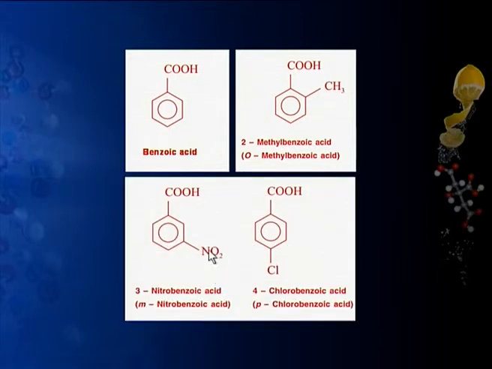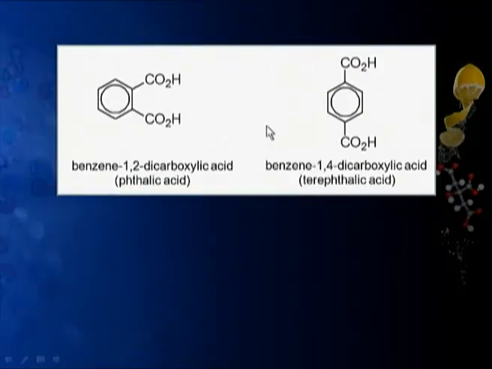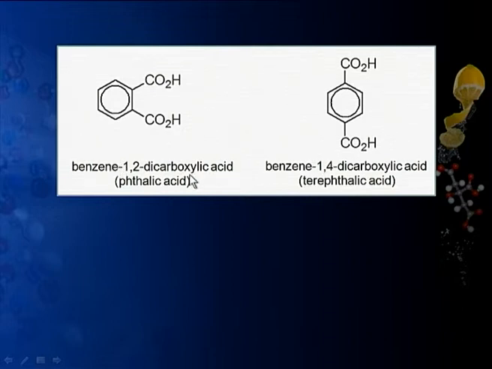Some other examples. This is 1, 2, 3 compound with nitro group at 3 position. This is called 3-nitrobenzoic acid or meta-nitrobenzoic acid. Similarly, this is 4-chlorobenzoic acid or para-chlorobenzoic acid. These are the compounds with 2 carboxylic groups, aromatic compounds. This is called benzene 1,2-dicarboxylic acid, and a common name for this substance is phthalic acid. Whereas this is benzene 1,4-dicarboxylic acid and its common name is terephthalic acid.